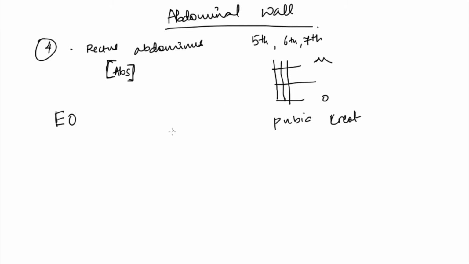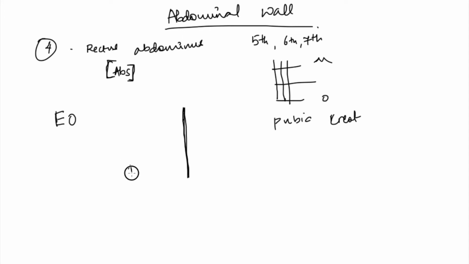So what is linea alba? Linea alba is a central tendinous structure, which is present due to the condensation of the aponeurosis of the abdominal muscles, present in the midline. So this line that I'm drawing is the midline that constitutes your linea alba.